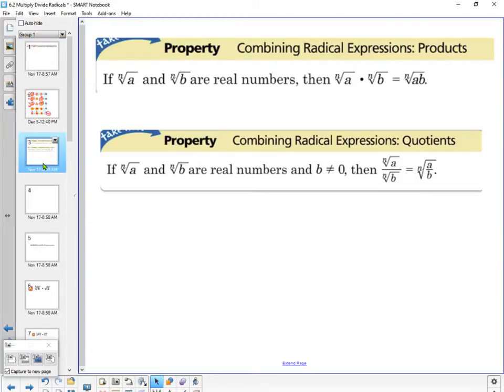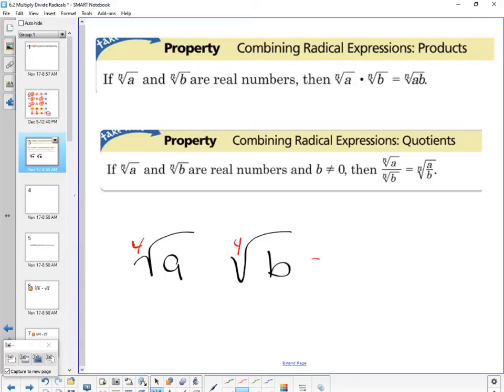Here are the rules you're supposed to know for the beginning. If you have two radicals, let's say this is root A and this is root B, you can multiply the two as long as the indices are the same. So if this was a 4 and this was a 4, then this would become the fourth root of whatever A times B is. So you can multiply them as long as the index is the same.